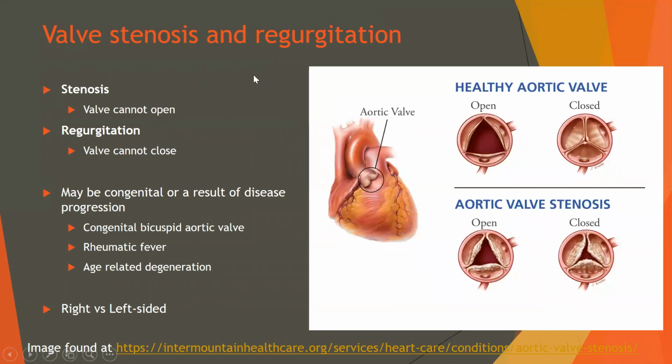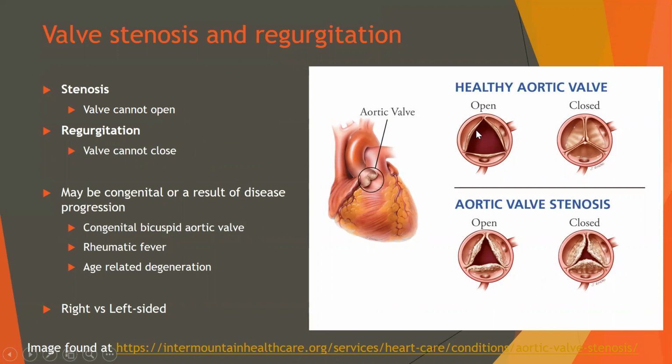So valve stenosis and regurgitation. Stenosis is the valves not being able to open properly. Regurgitation is the valves not being able to close properly. Now, that can be congenital, like as a result of a congenital bicuspid aortic valve, or that can be the result of some sort of disease progression. So that might be rheumatic fever, or that can just be age-related degeneration of the valves.